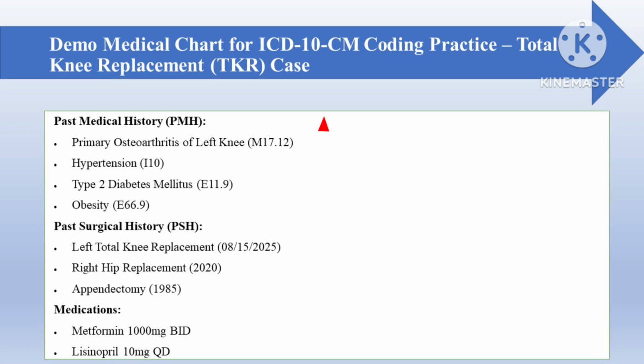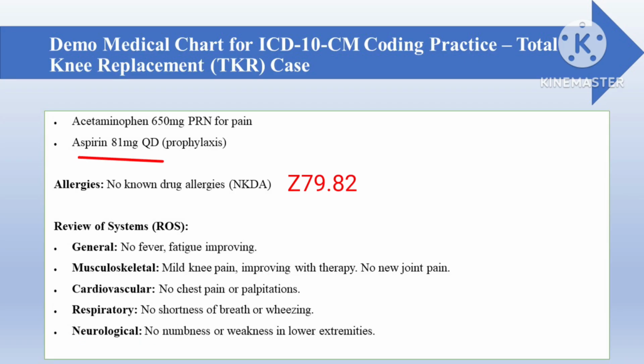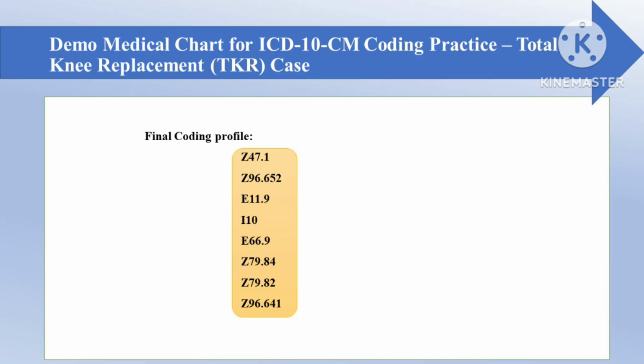We didn't have any extra code from past medical history in this demo chart. However, if you find any other than the assessment, you can add chronic conditions that are undergoing active treatment. In surgical history we have right hip replacement done in 2020, hence we can add Z96.641 for it. And from the medication section we can add Z79.84 for metformin and Z79.82 for aspirin. Hence our final codes are Z47.1, Z96.652, E11.9, I10, E66.9, Z79.84, Z79.82, Z96.641.